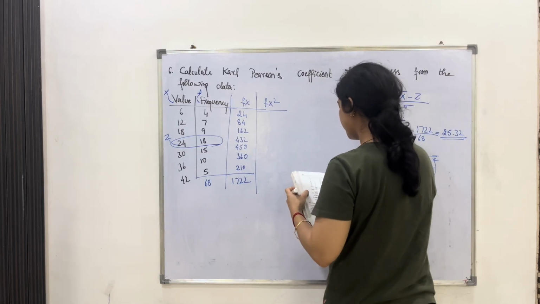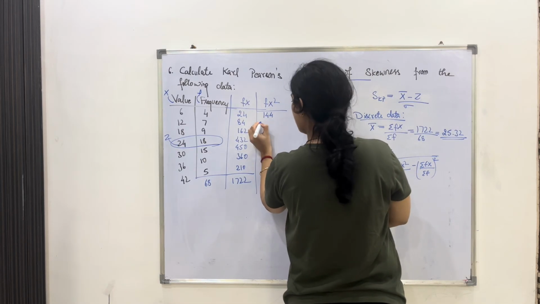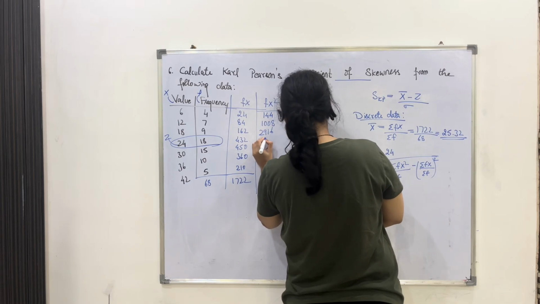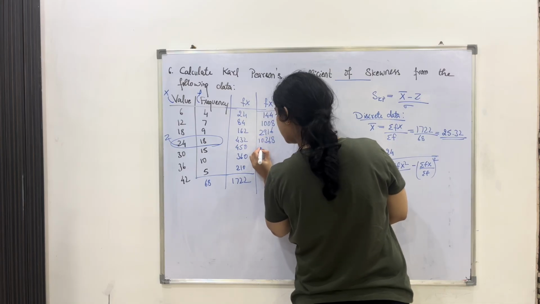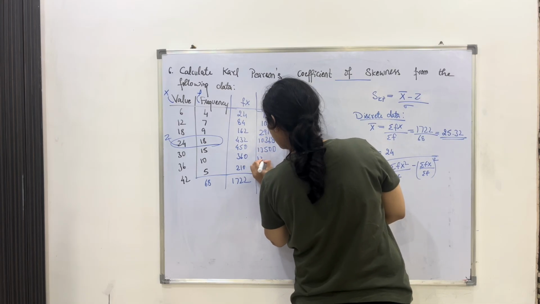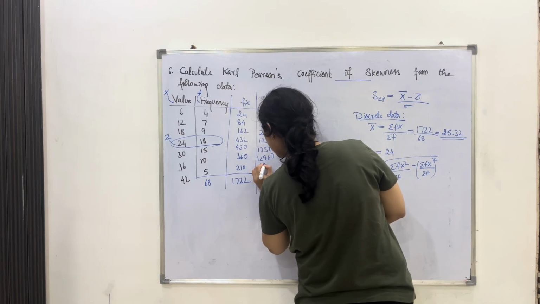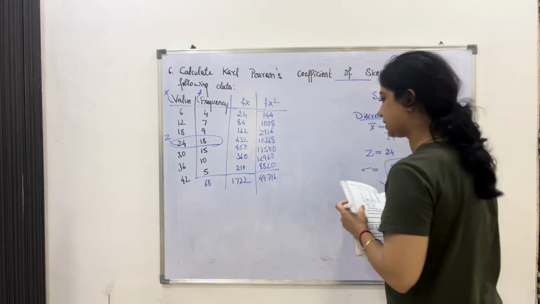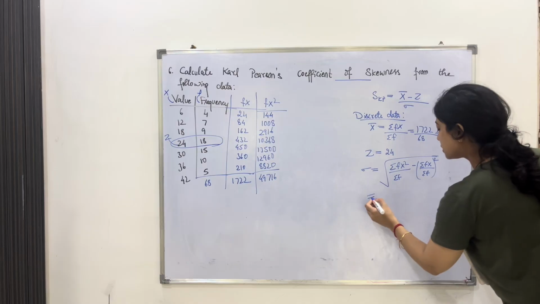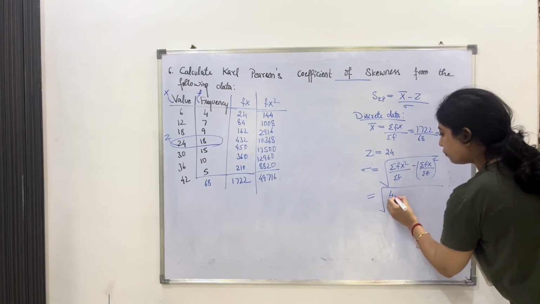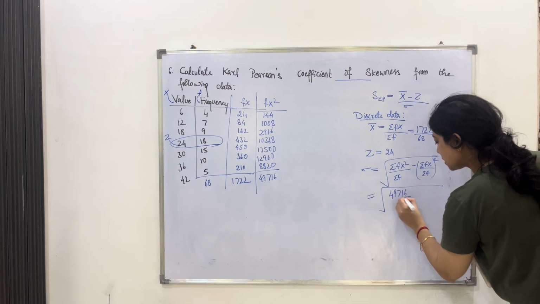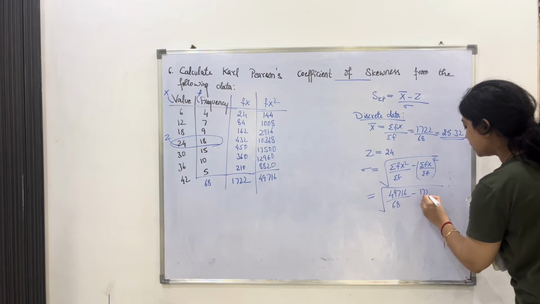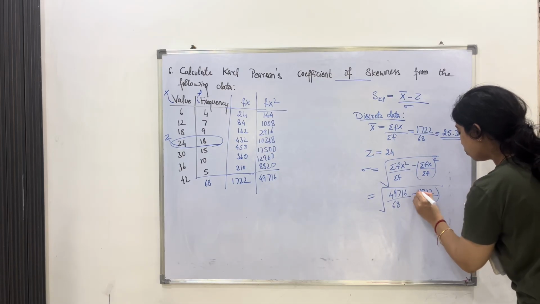So the values are 144, 1008, 2916, 10368, 13500, 12960, 8820, and we need to take the total of this, which is 49716. Now by taking the total, let's substitute this in the formula again. 49716 by total frequency is 68 minus summation fx, which is 1722 by 68, the whole square.